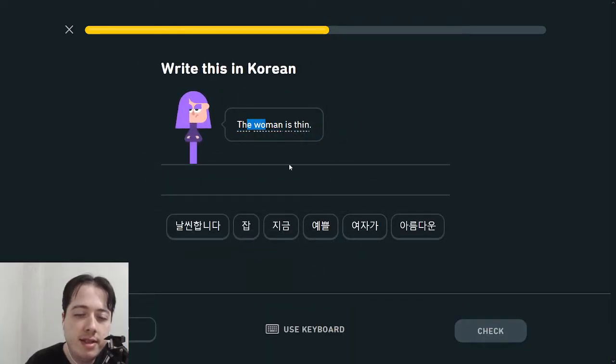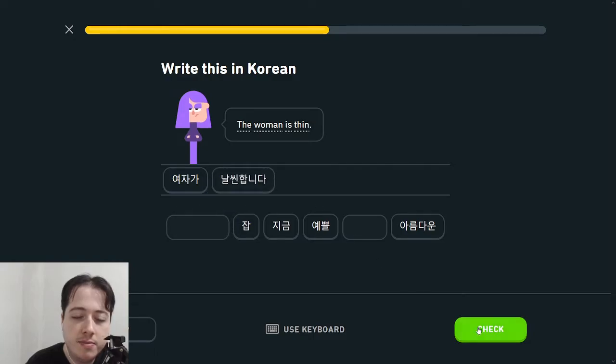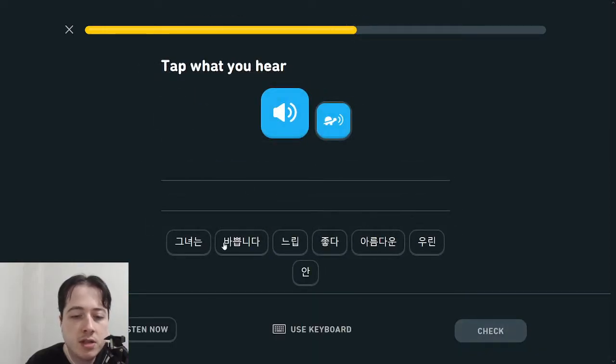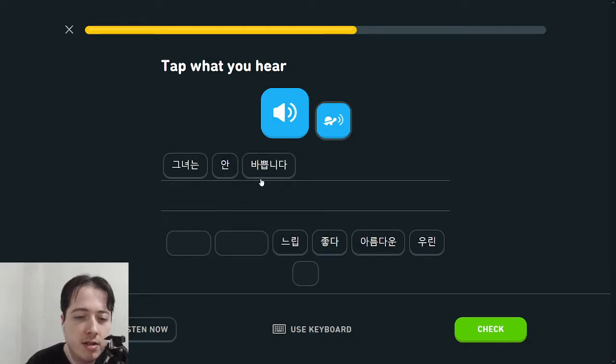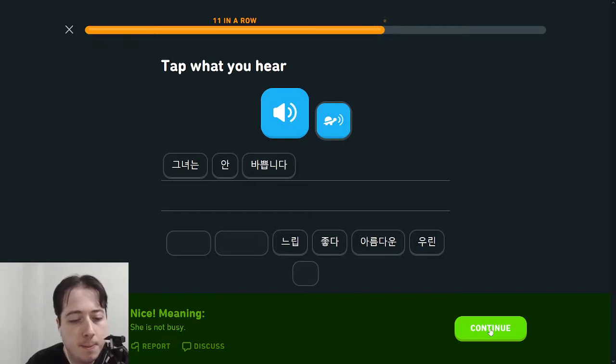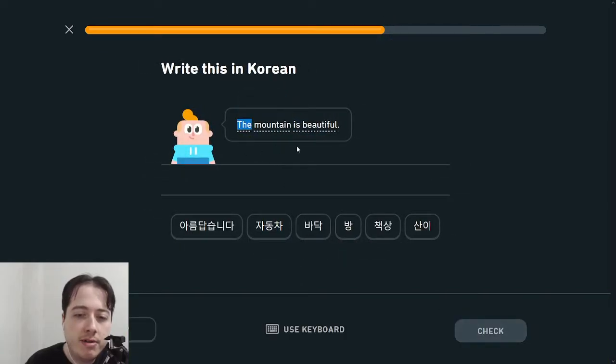The woman is thin. So 여자가 날씬합니다. Oh, okay. So there is no H sound here. 날씬합니다. 그녀는 안 바쁩니다. So she is not busy. The mountain is beautiful.